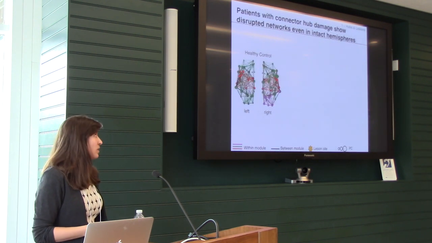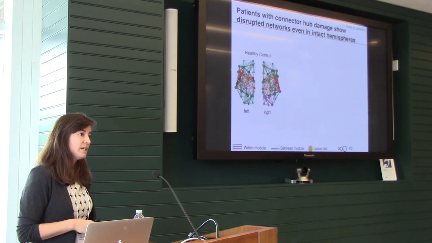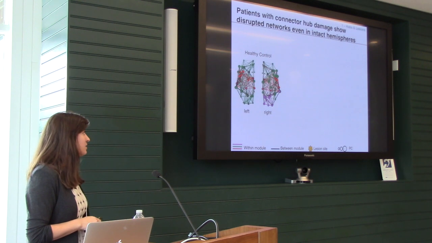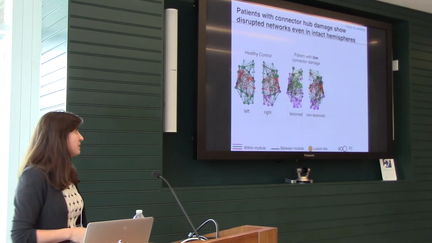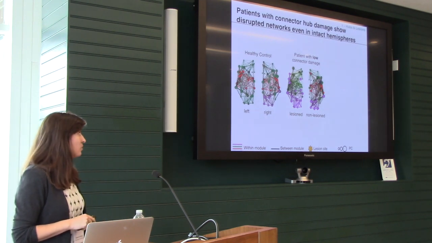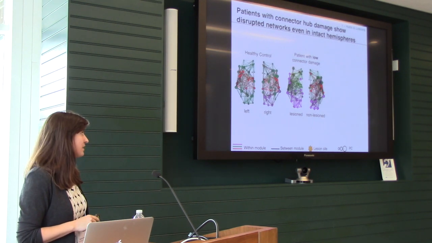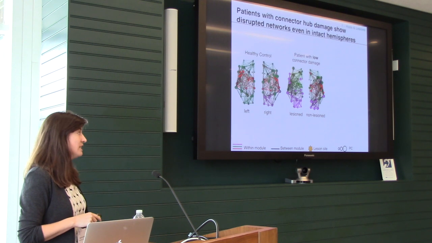We next asked whether these effects were truly widespread. So to address this question, we actually created two separate graphs, one graph for each hemisphere, so in healthy controls for the left and the right hemisphere, and in the lesion patients for the lesioned and the non-lesion hemisphere. And so we can look again at that patient with low amounts of connector hub damage, and what you might see is that their network structure, again, looks fairly intact, especially in the structurally intact hemisphere.